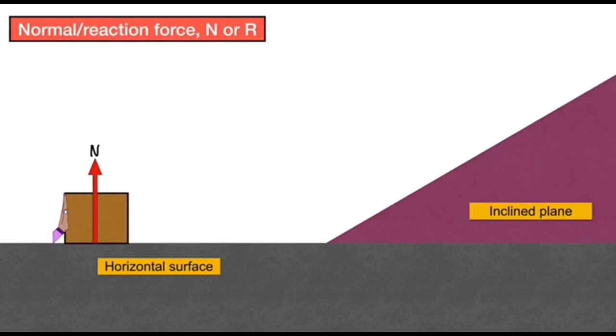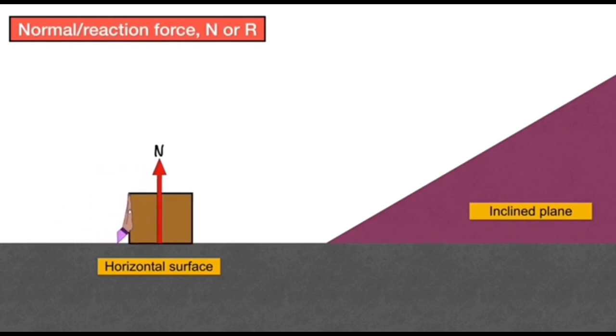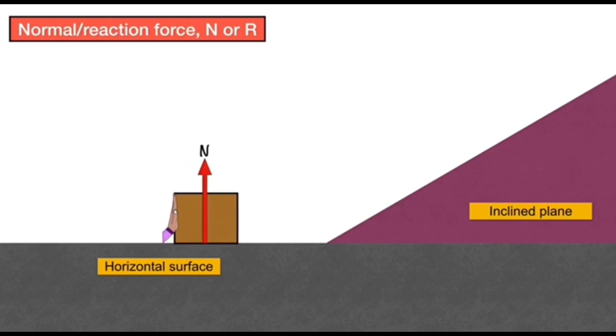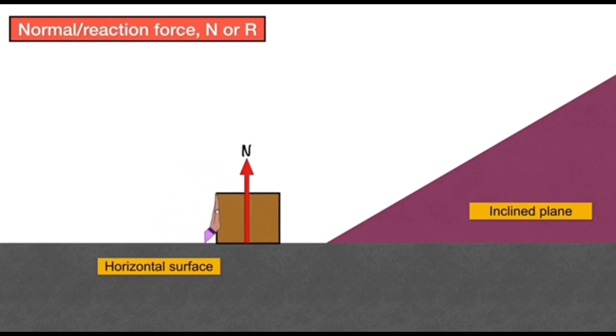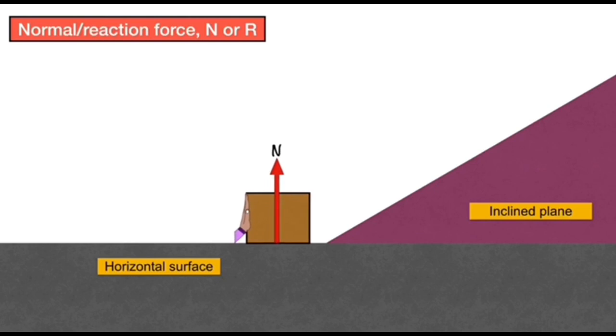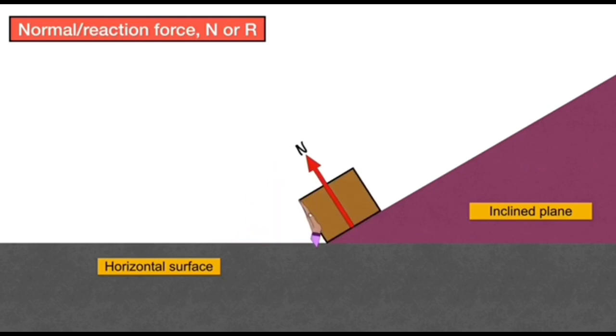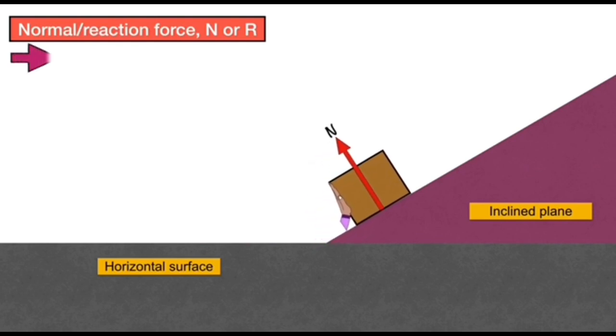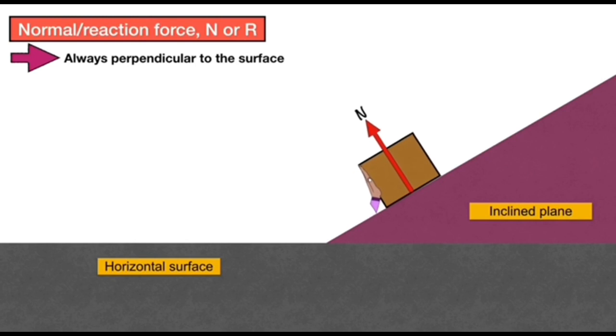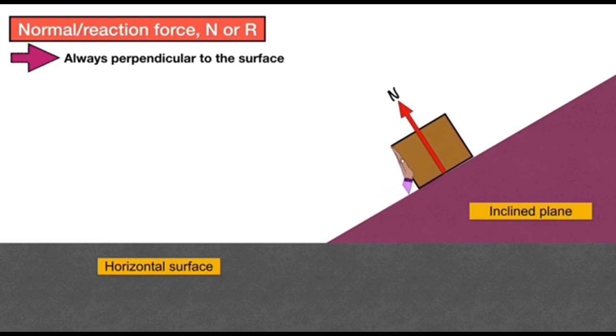The third basic force is normal force, also known as reaction force. The symbol for normal or reaction force is capital N or capital R. Normal force is a reaction force that is exerted by the surface on an object that interacts with it. The direction of normal force is always perpendicular to the surface.